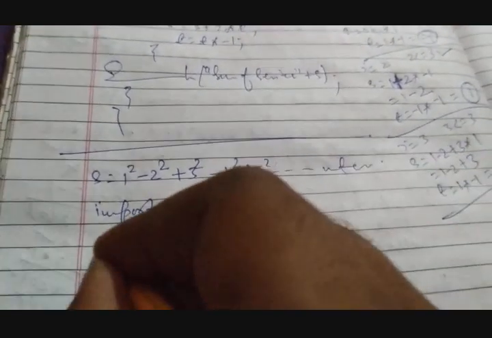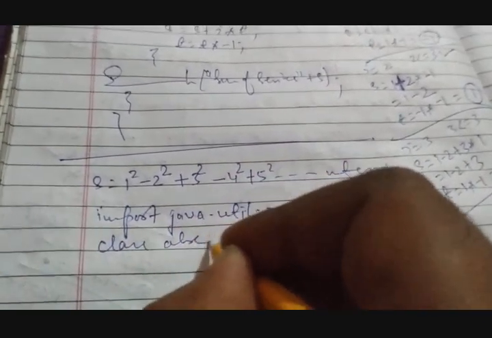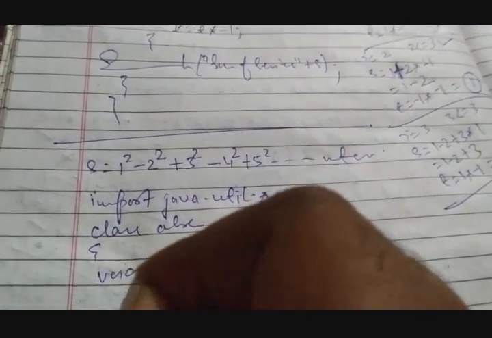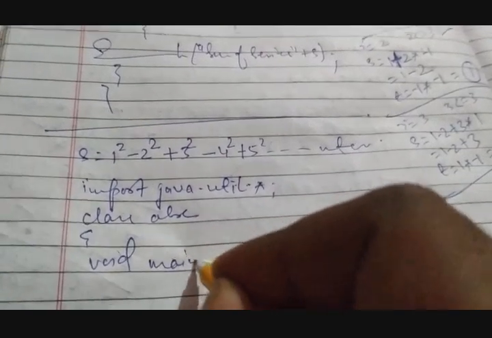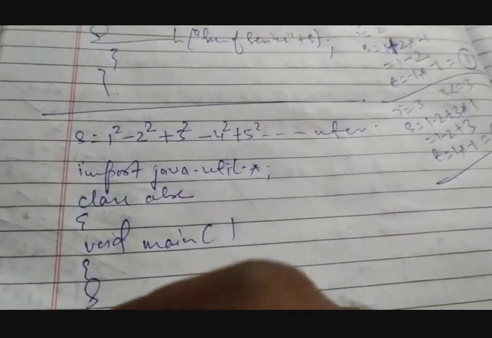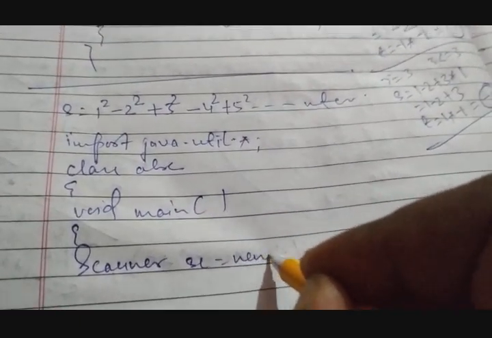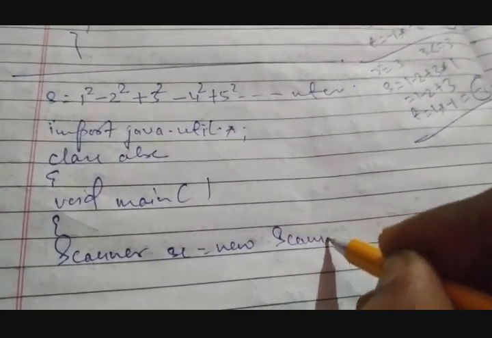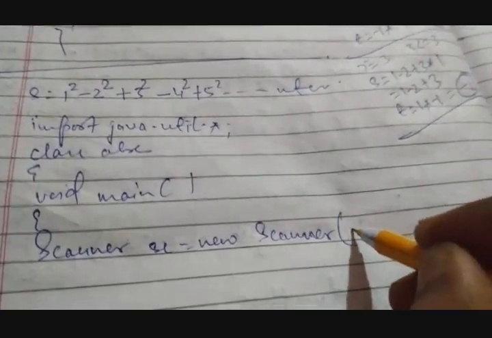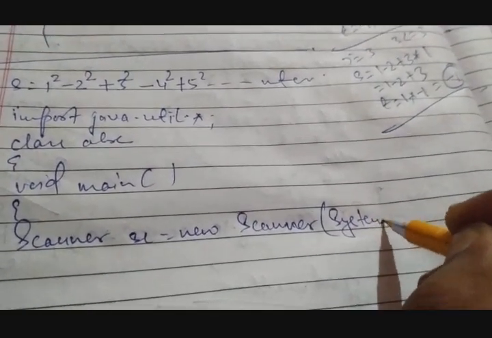Import java.util.*; class ABC, void main, Scanner sc equals new Scanner(System.in).